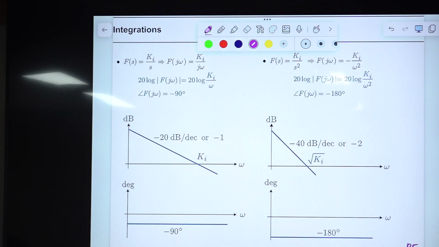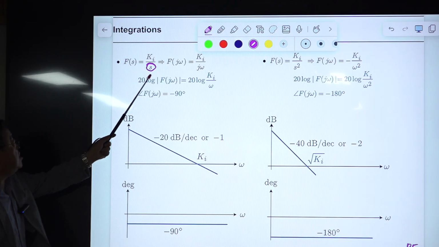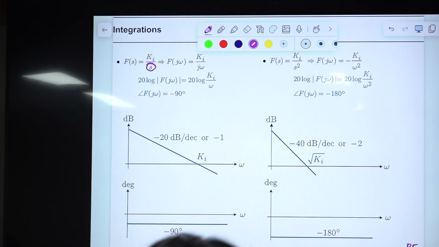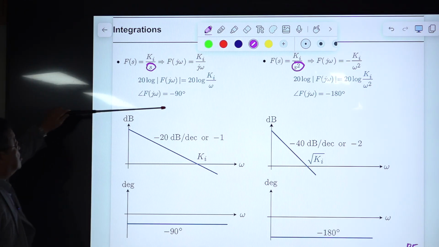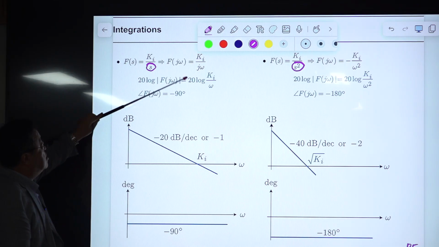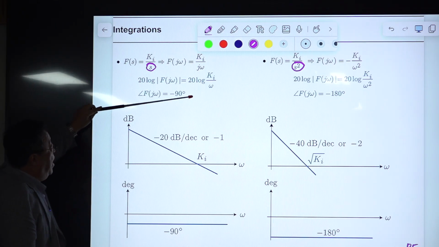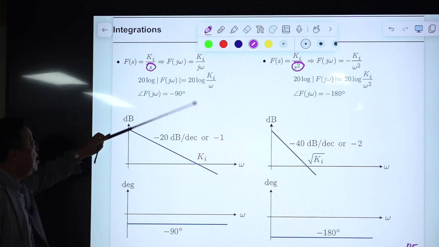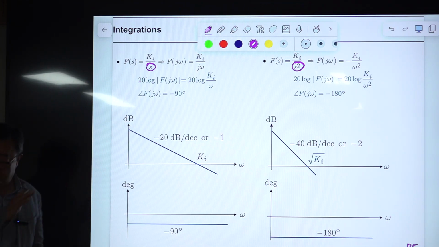The next one is where s is in the denominator. This is called integration. If it is s to the first order, it is simple integration. If s squared is here, it's called double integration. So this is double integration, and this is simple integration. You evaluate the magnitude and the phase. j is in the denominator, so the phase remains minus 90 degrees, and omega is in the denominator.